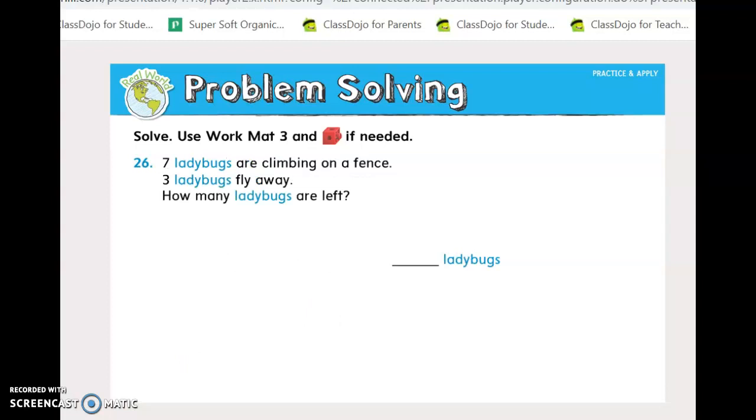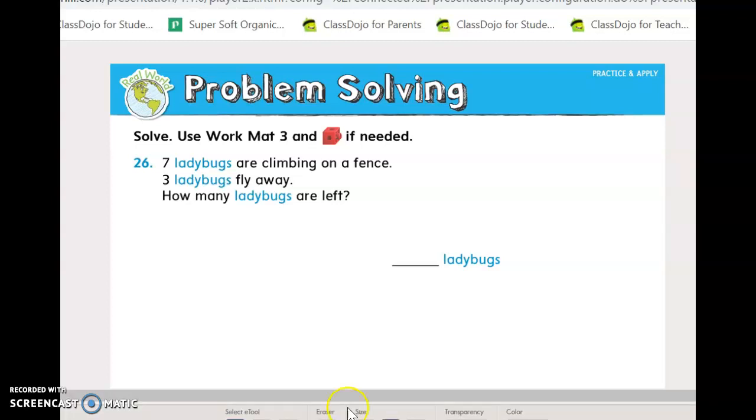All right, number 26 says 7 ladybugs are climbing on a fence. 3 ladybugs fly away. How many ladybugs are left? Okay, so I'm going to go ahead and get out my writing tools to write a number sentence. And this time we have 7 ladybugs. We're going to take away 3 of those ladybugs.